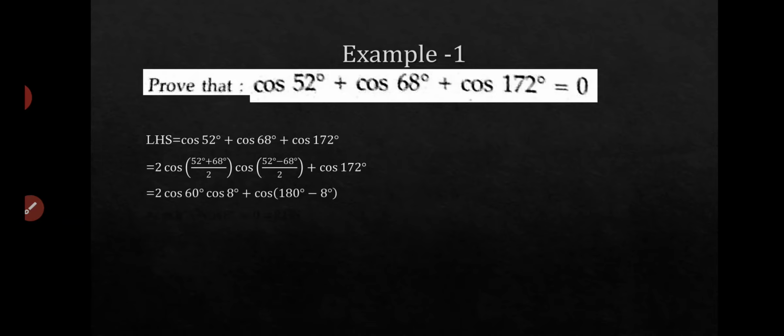Then cos 60 is half basically, so 2 into half, that is cancelled, and you are left with cos 8. And cos of 180 minus theta, that is minus cos theta, so you will get minus cos 8, so they both cancel and you get 0. Fine. So that's it. Next, number 3 or number 0, whatever you say.